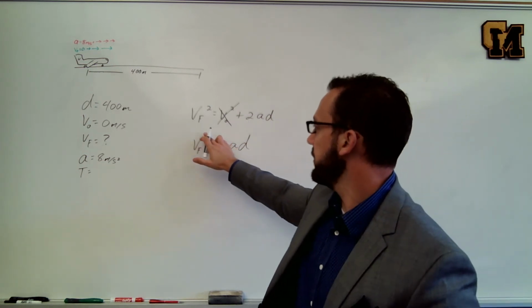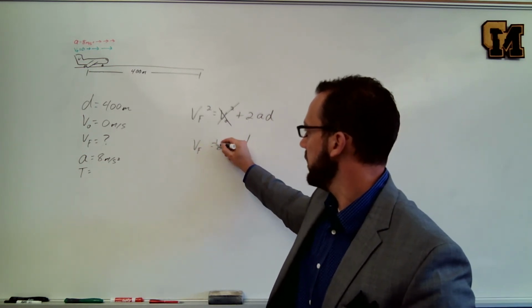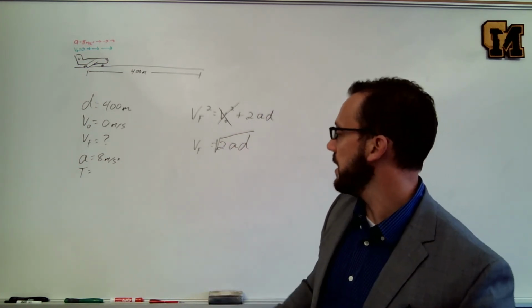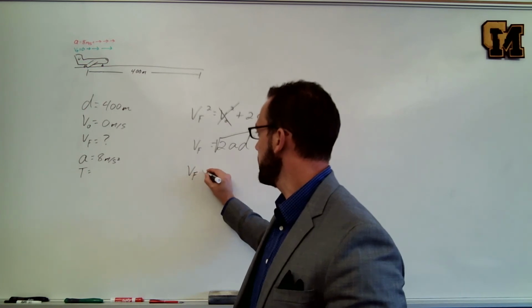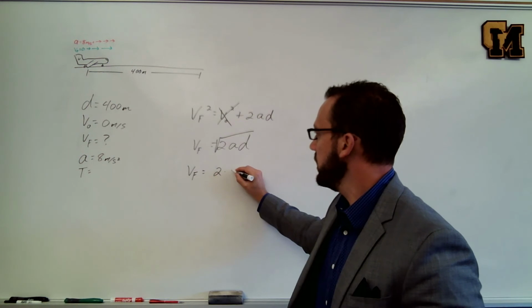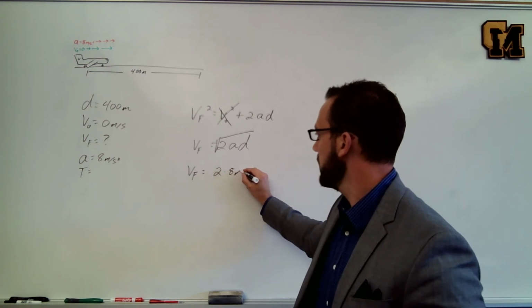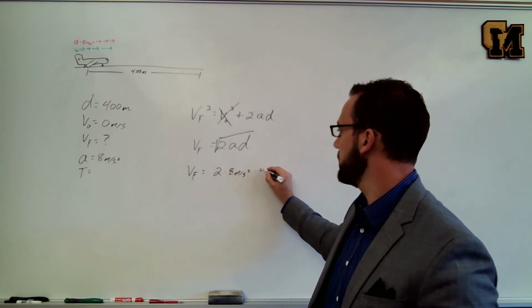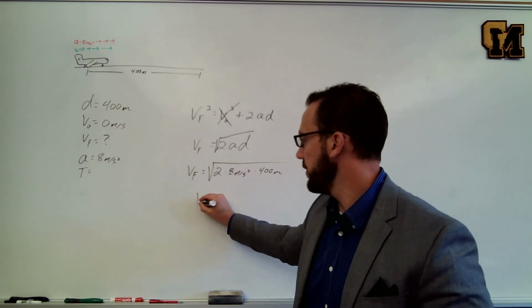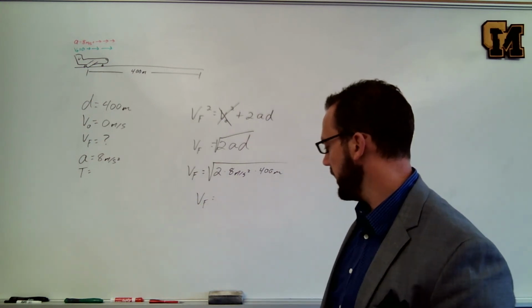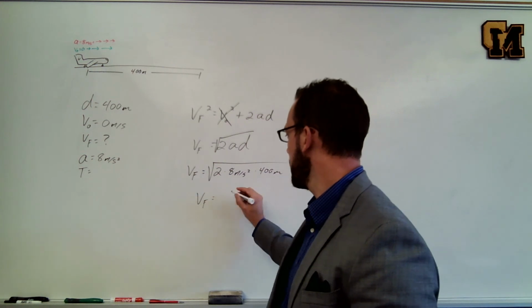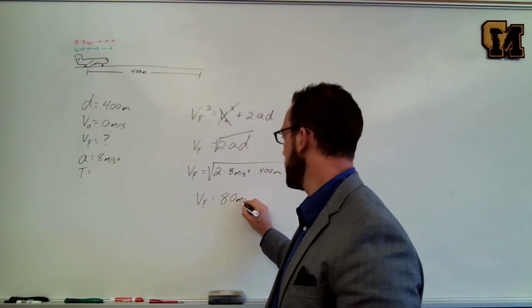Solving for vf, all I have to do to get rid of the squared is take the square root of both sides, or in this case, just the right side is what's left. So my final velocity of this airplane when it takes off is going to be 2 times 8 meters per second squared times 400 meters, all under the square root symbol. If I plug that into my calculator, I should find that the velocity of the airplane as it's going to take off is 80 meters per second.